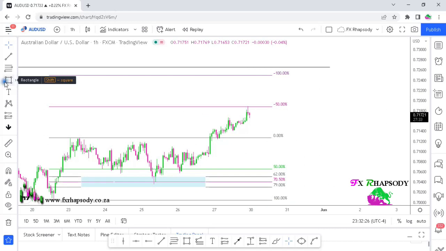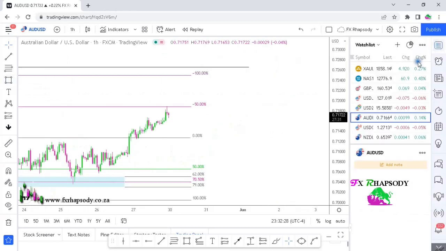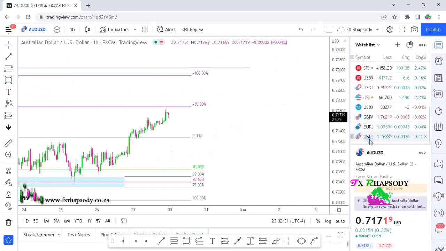Okay, so let us move on to your next currency pair. It's going to be the British pound Australian dollar.